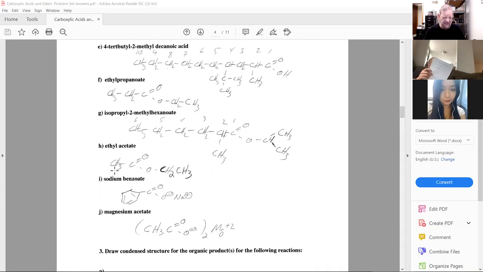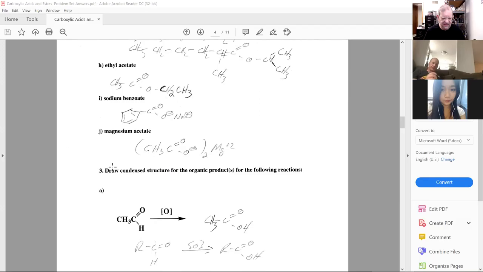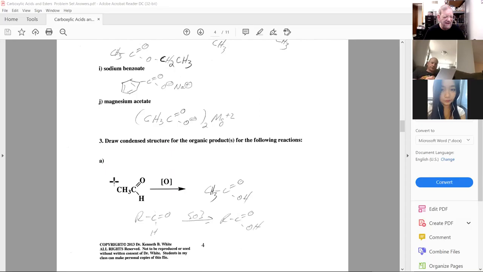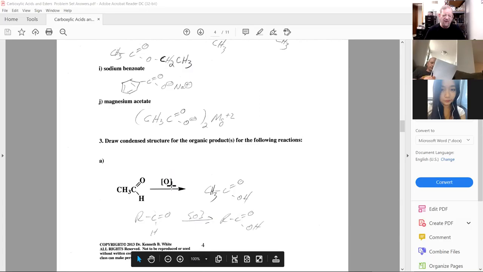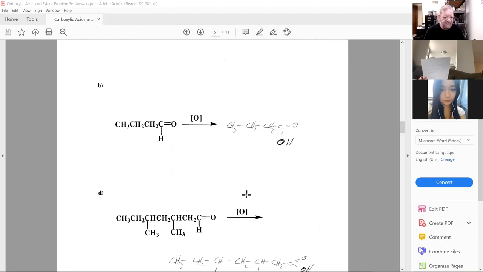Next, how do you know how to draw this? Sodium benzoate, OAT ending, ester or carboxylate anion, metal or element's name in the front. So it's benzoic acid, replace the H with O minus and Na plus. Cross off J, I shouldn't have put it there.